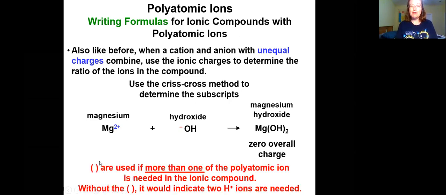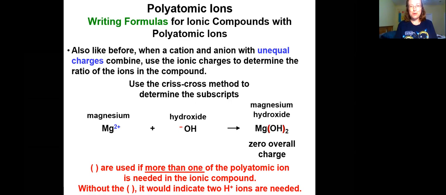We have to use parentheses if more than one of the polyatomic ions are needed in the ionic compound. Without the parentheses, for example if I just had MgOH2, the oxygen would have a subscript of 1 and the hydrogen would have a subscript of 2. That's not the same as saying that you have 2 groups of OH bonded together. So we use the parentheses around the OH, and then we put a 2 on the outside.